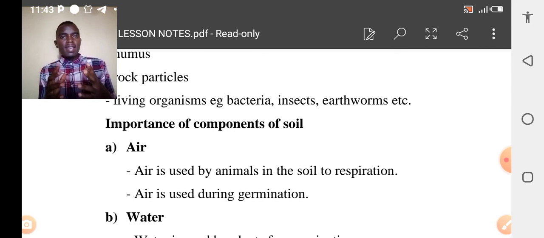And here we are going to see the importance of the components of soil. We have seen the components of soil above. Here we are going to see the use of those components. What is the use of each component to the plants?